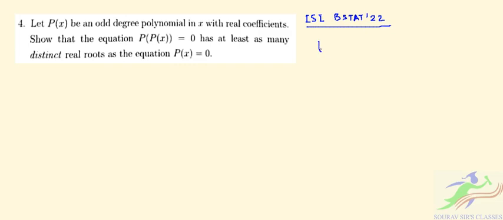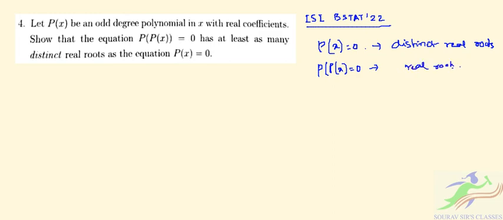So first, in our case, we have to show that P(x) = 0 has at least as many distinct real roots, and the same for P(P(x)) = 0, which will also have the same distinct real roots. Okay, so this you have to find.